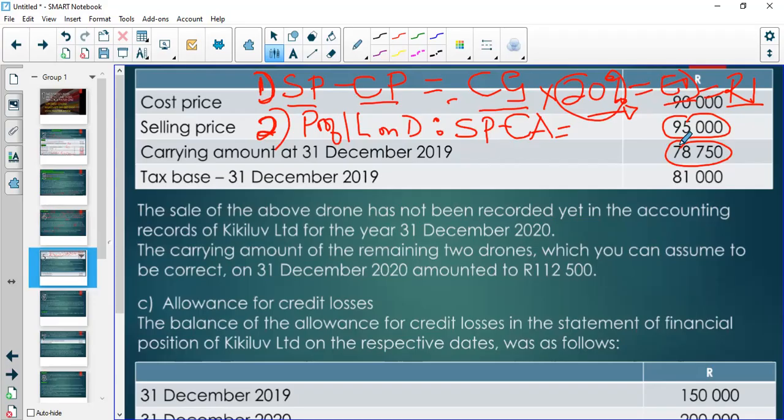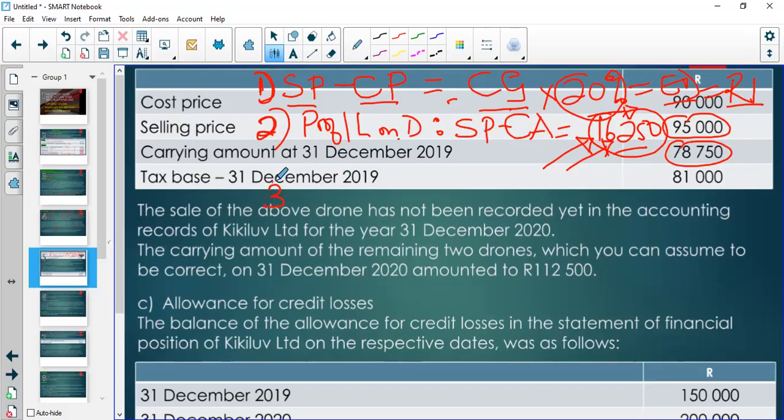So that means that we have a profit that was made of 95,000 less 78,750. So a profit was made of 16,250. This whole profit should be included in the income statement as other income. And if we are going to do the profit before tax note, this should be disclosed as profit from the disposal of a PPE item. Right, so two things so far, the capital gains and the profit on disposal.